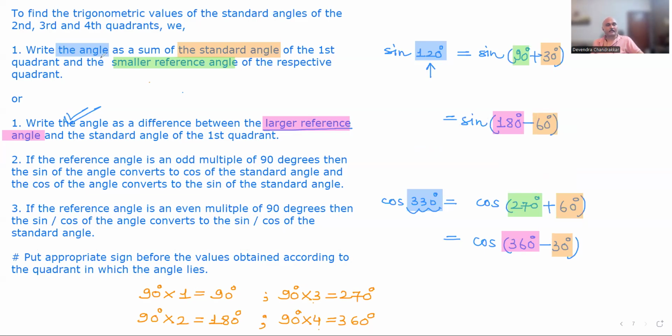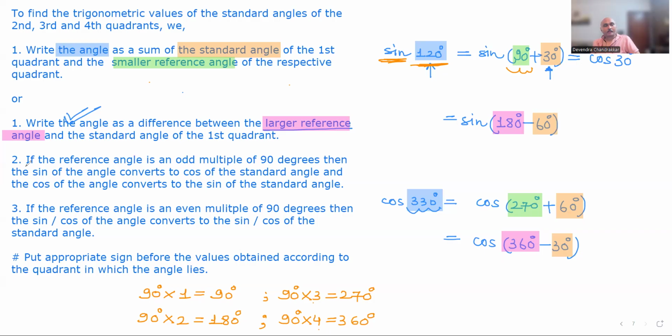So what does the second rule say? It says if the reference angle, so our reference angle is the green one and the purple one, is an odd multiple of 90, then the sine of the angle converts to cos of the standard angle. So sine 120 will convert to cos of, which one is the standard angle here? 30 degrees, right? So it converts to cos of 30.